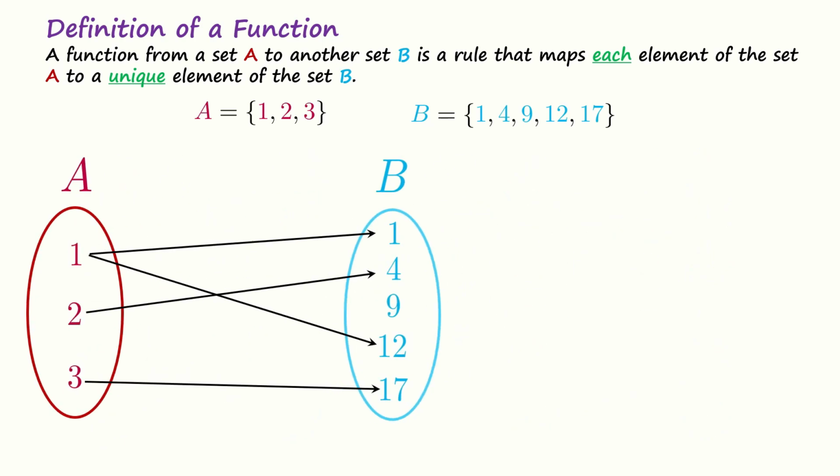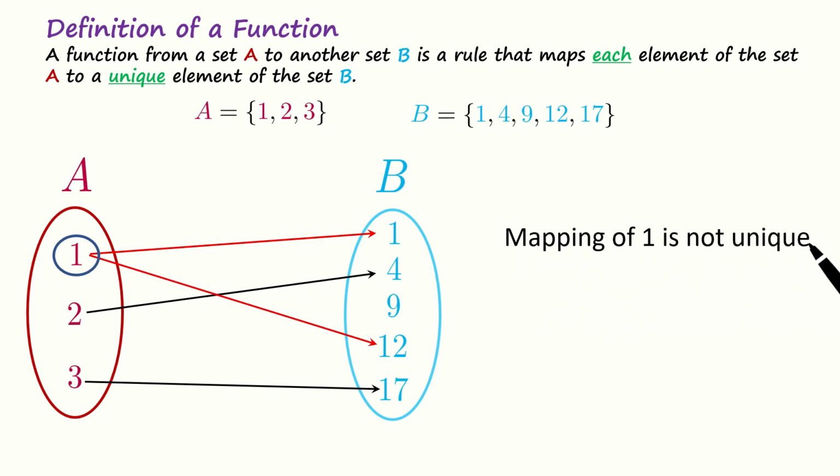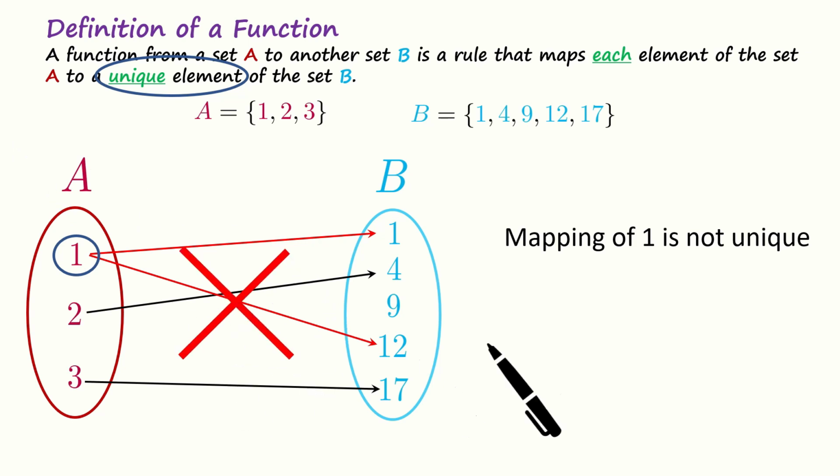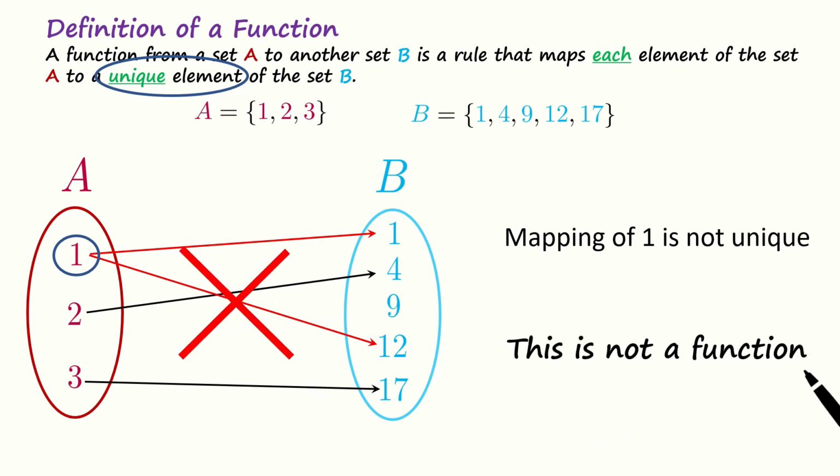Let us look at the second mapping. 1 is mapped to 2 elements, 1 and 12. 2 is mapped to 4 and 3 is mapped to 17. Element 1 is mapped to 2 elements. This mapping violates the second condition of being a function. Again, this mapping also does not fall under the definition of a function.